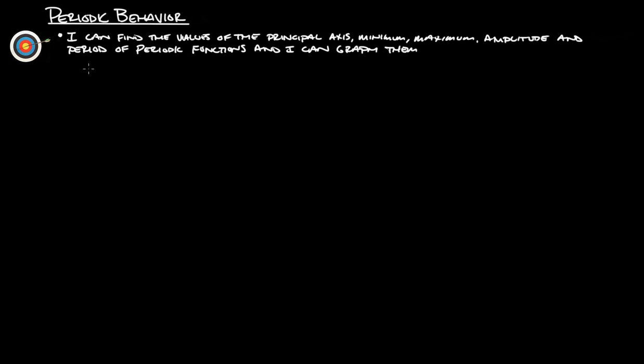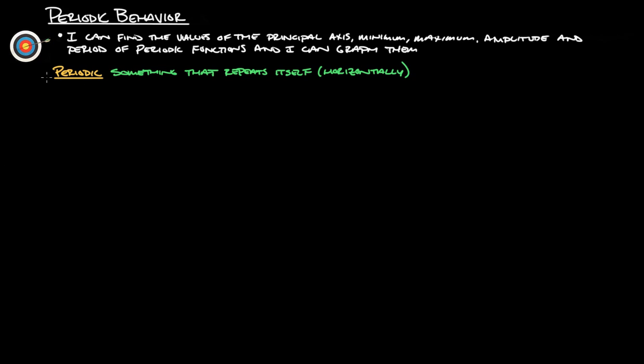I'm going to take you through the notes on periodic behavior. At the end of this, you should be able to say, I can find the values of the principal axis, the minimum, the maximum, the amplitude, and the period of periodic functions, and I can graph them. It's a lot of stuff, but we're going to be okay.